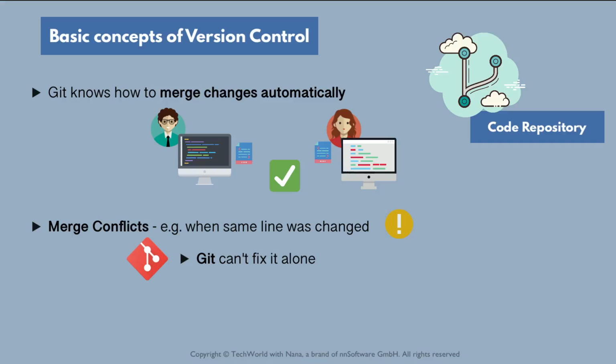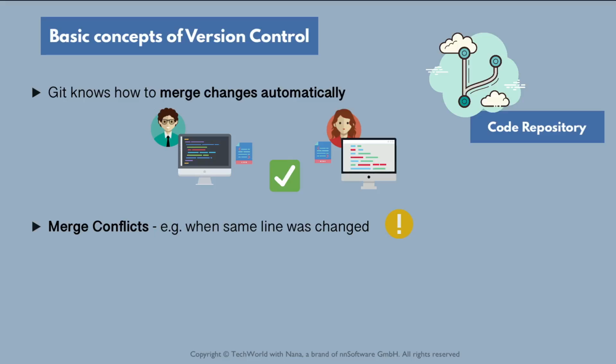And in this case, you will have to go to Emily and then manually try to sort out how the end result should look. So maybe communicate: what did you change here? How can we adjust the code so that both of our changes make sense? And that sounds tedious.